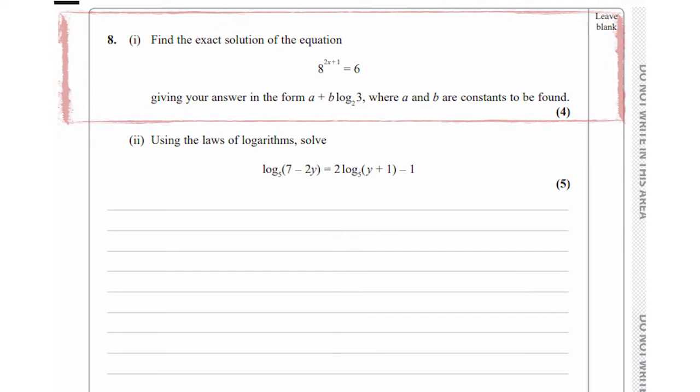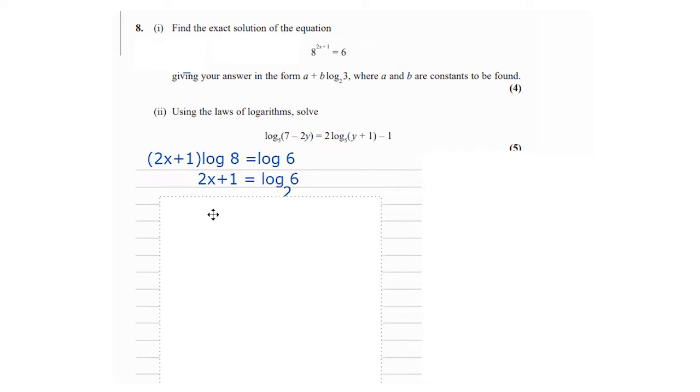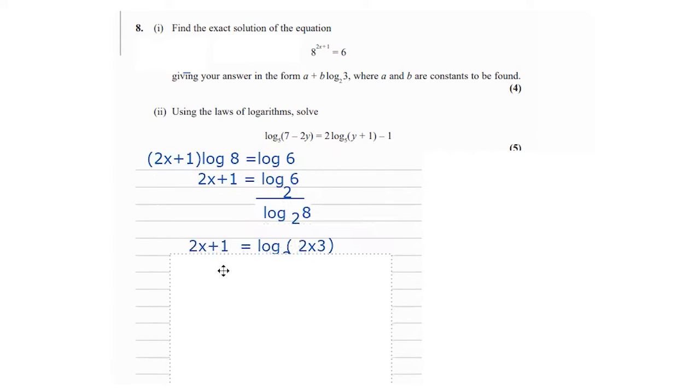Let's begin. The first thing we're going to do is take the logarithm of both sides. Now we know that log of 8 to the power 2x plus 1 can be written as (2x plus 1) log of 8, and that's equal to log of 6. Next, I shall divide both sides by log of 8. Now I shall be considering logarithm to the base 2, since that's what the question is about.